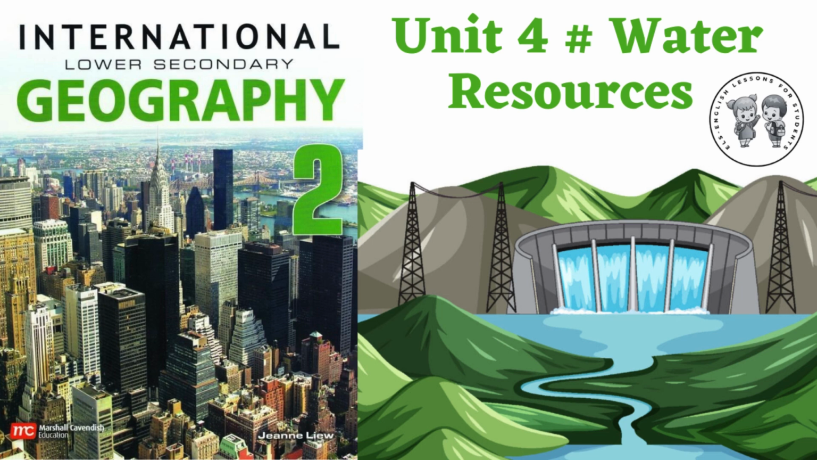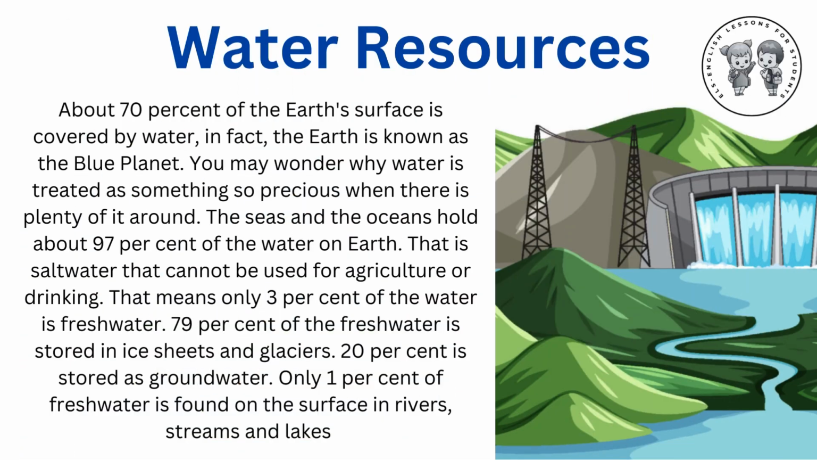Water resources, from International Lower Secondary Geography 2. Water resources. About 70% of the Earth's surface is covered by water. In fact, the Earth is known as the blue planet.